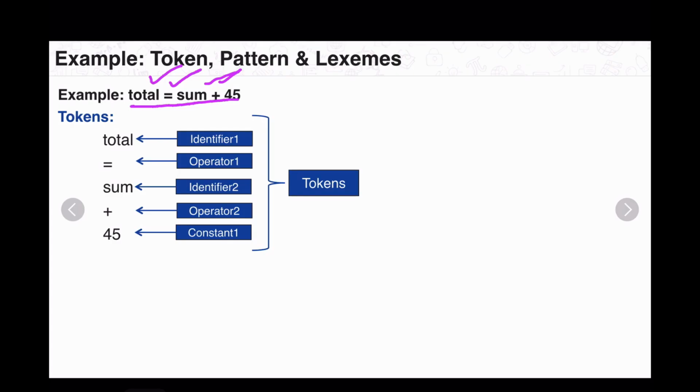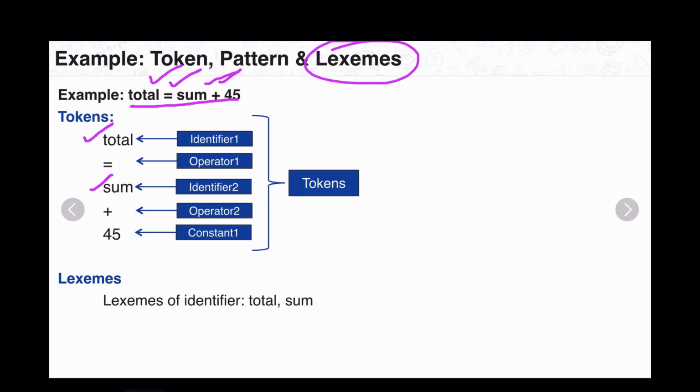Then what are the lexemes? The tokens all follow patterns. Total follows a pattern, then the operators, sum, plus, and 45, a constant, which is a non-empty sequence of digits. Then, which is the lexeme of an identifier? The lexemes of identifiers are total and sum. The lexemes of operators are plus and equal. The lexeme of the constant is 45.